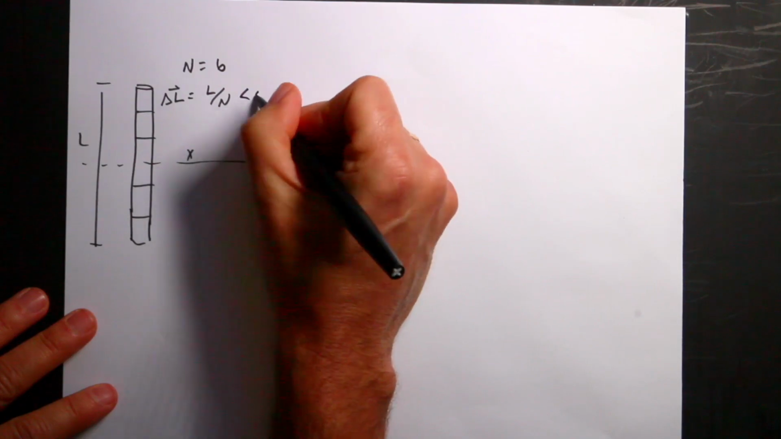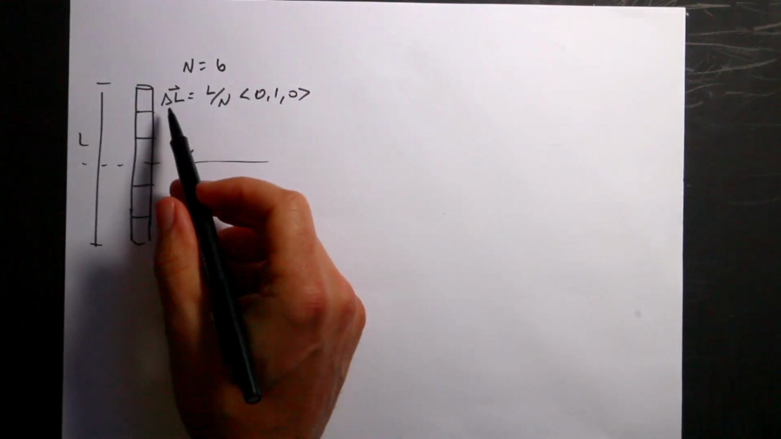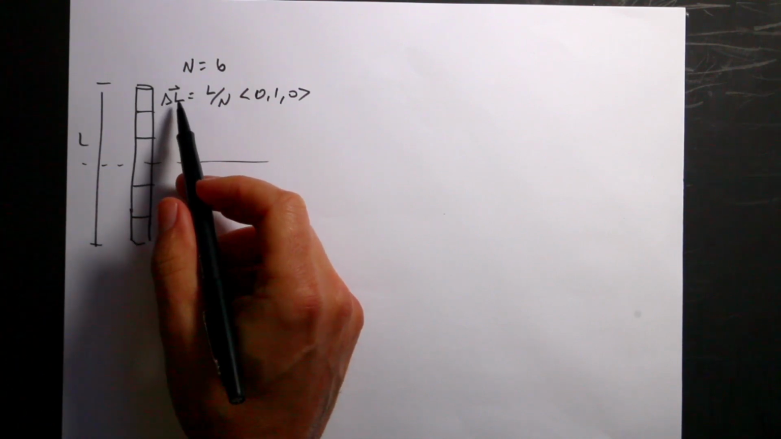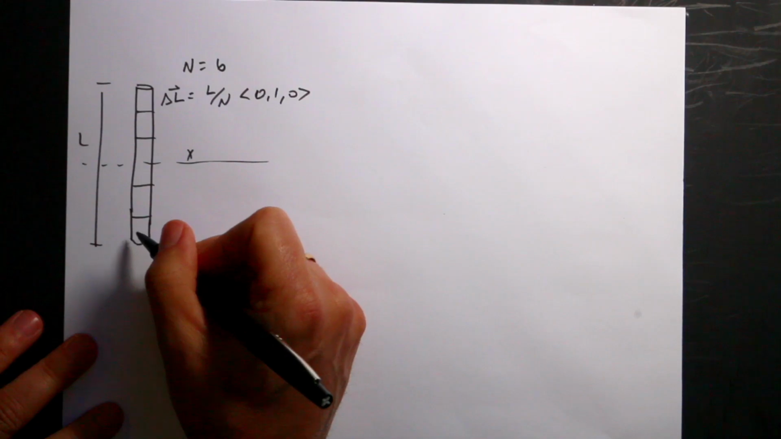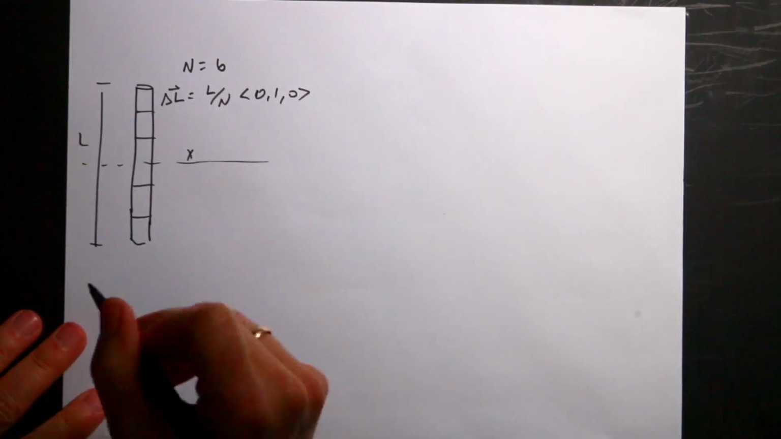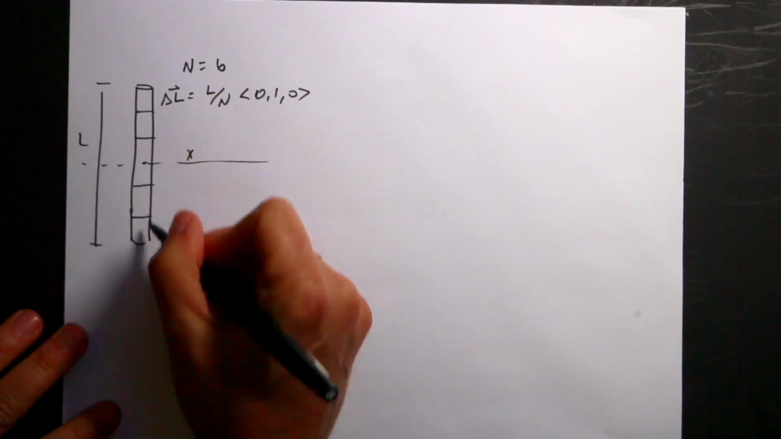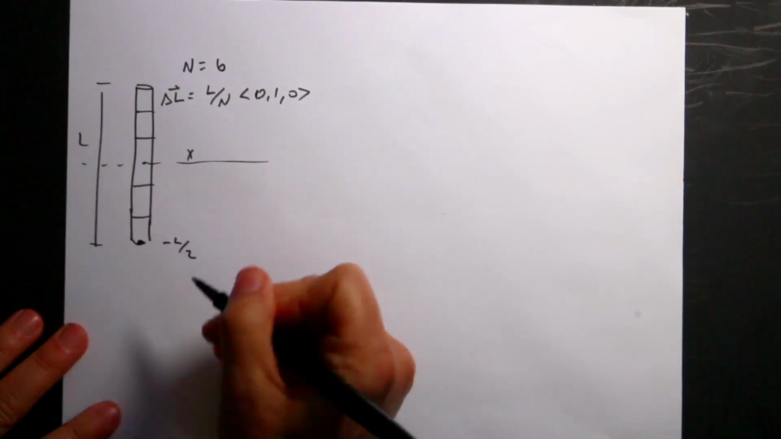This would be times 0, 1, 0. It is a vector. So I have delta L as an actual thing. Now I need to find the location of each piece. Now there's a couple ways to do this. Let's do this the simple way, and then we can make it a little bit better later on. So where's the bottom of this? This is at negative L over 2. So where's this piece right down here?